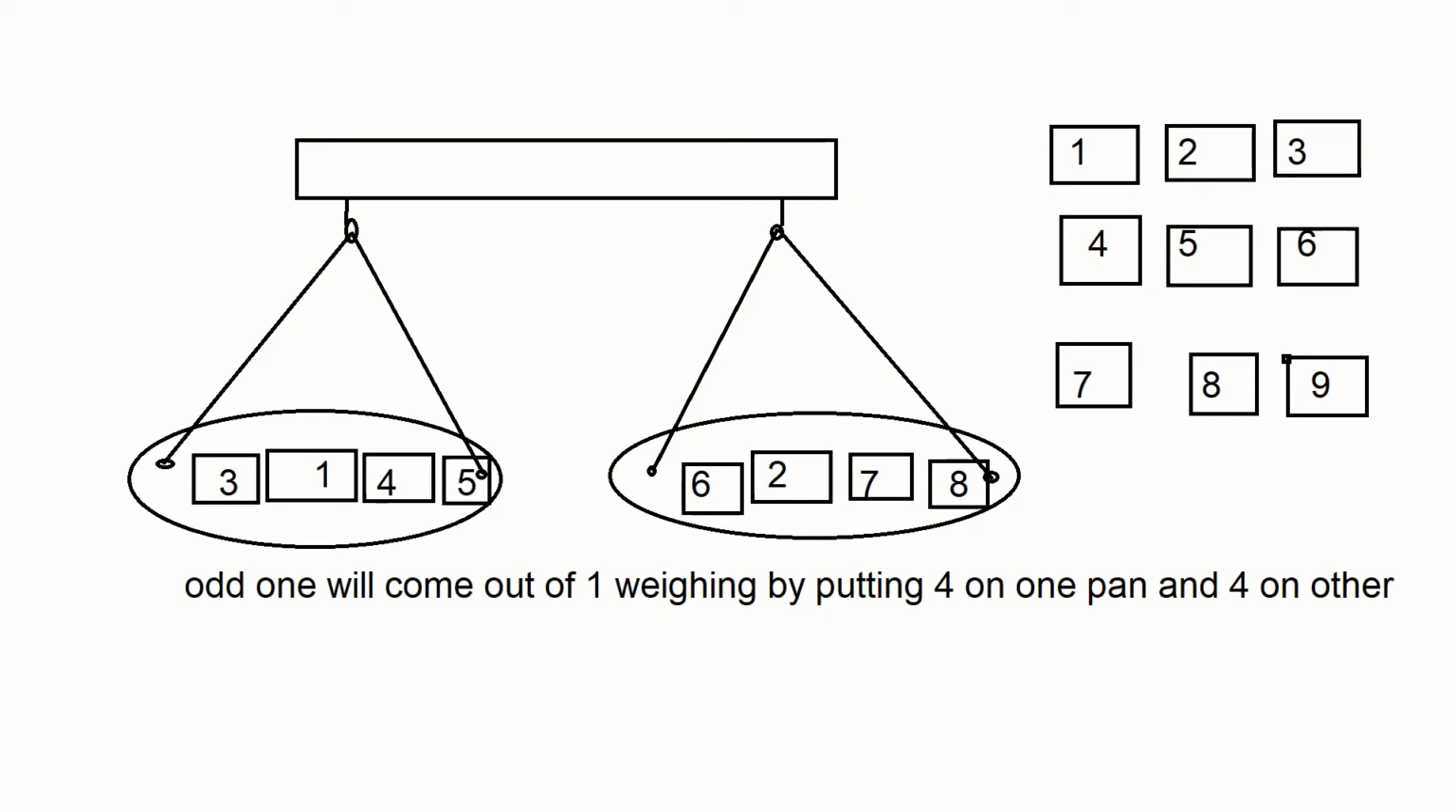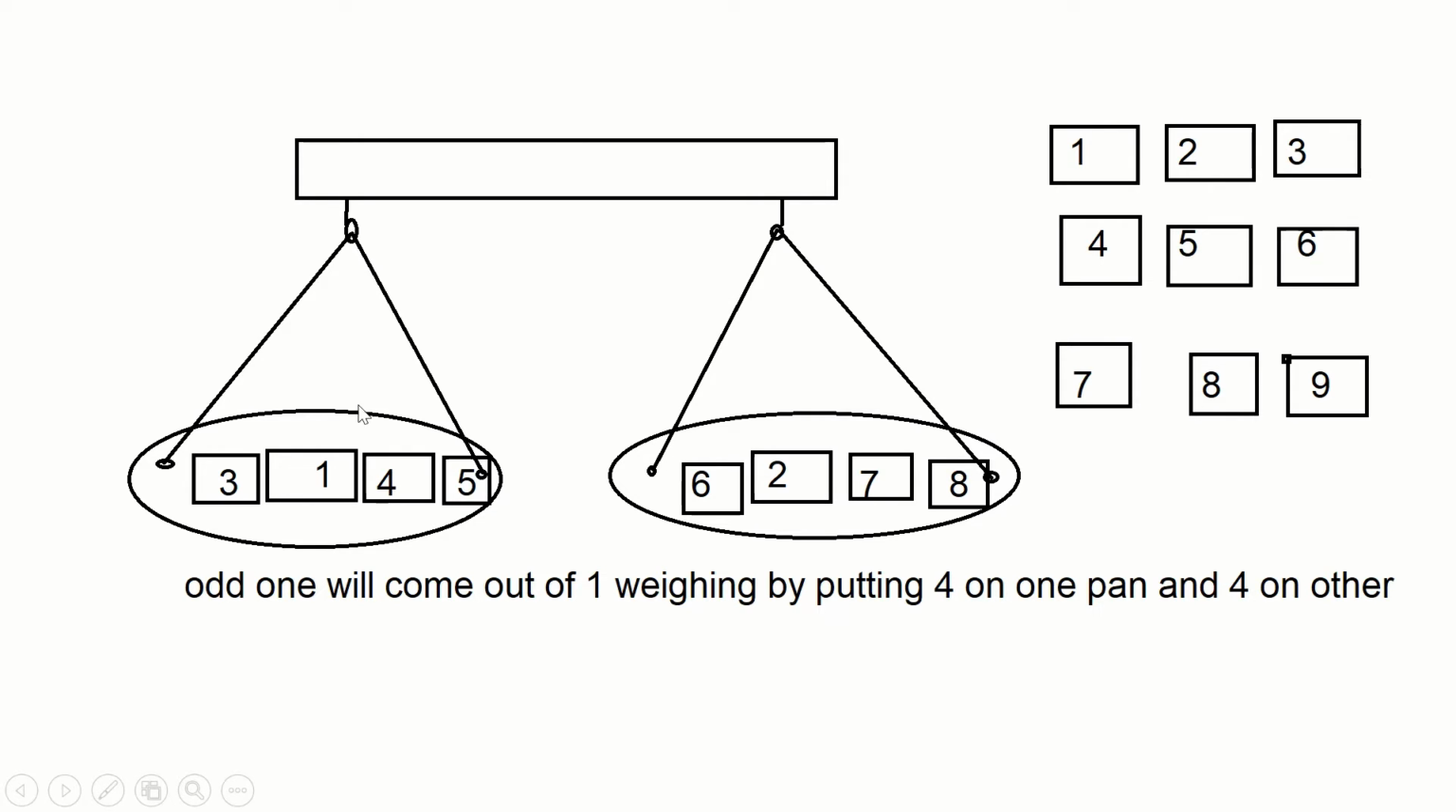Most people think like this. 9 bags are there. I will put 4 bags in one pan and 4 bags in another pan, and whichever has more weight will sink, meaning it will go down. So I will find the odd one out of the 8. The odd one must be present in this pan or that pan, because the odd one must be present in the 8.